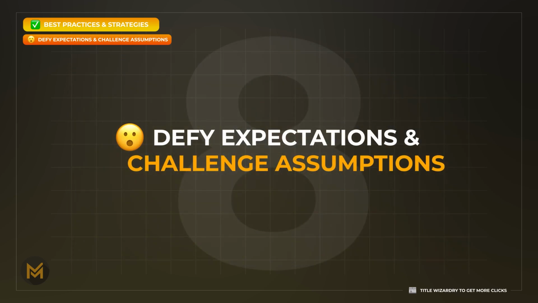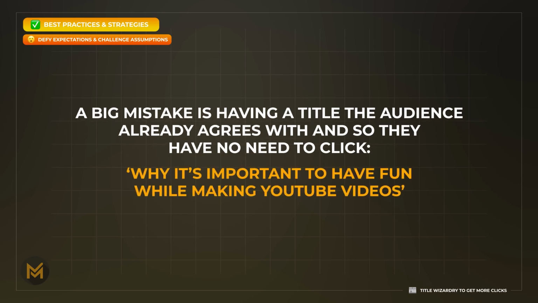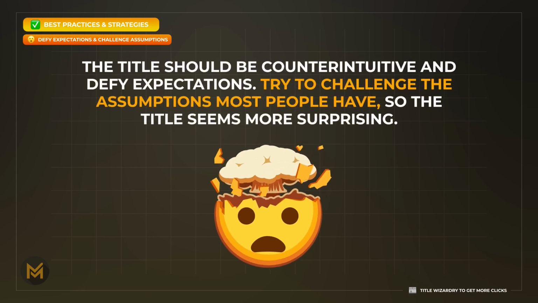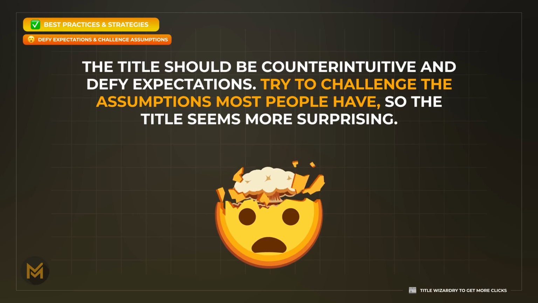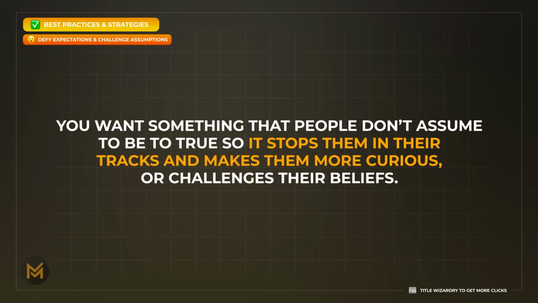Number 8, defy expectations and challenge assumptions. A big mistake is having a title the audience already agrees with, and so they have no need to click. Why it's important to have fun while making YouTube videos. Immediately you go, yeah, I guess that kind of does make sense. There's no need to click and listen really. The title should be counterintuitive and defy expectations. Try to challenge the assumptions most people have so the title seems more surprising. You want something that people don't assume to be true, so it stops them in their tracks and makes them more curious or challenges their beliefs.